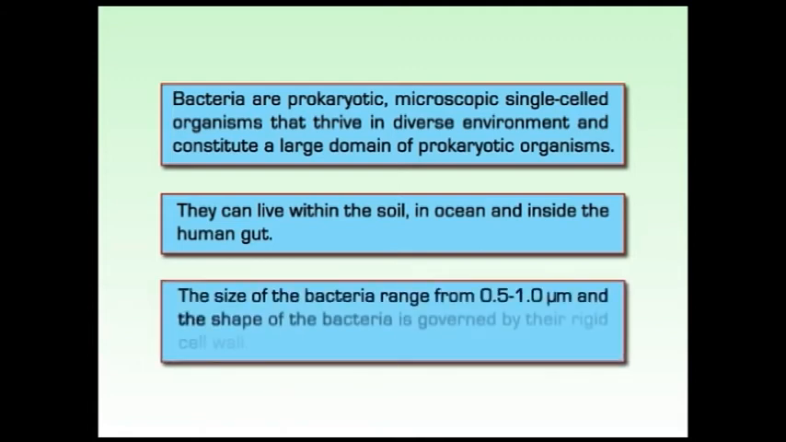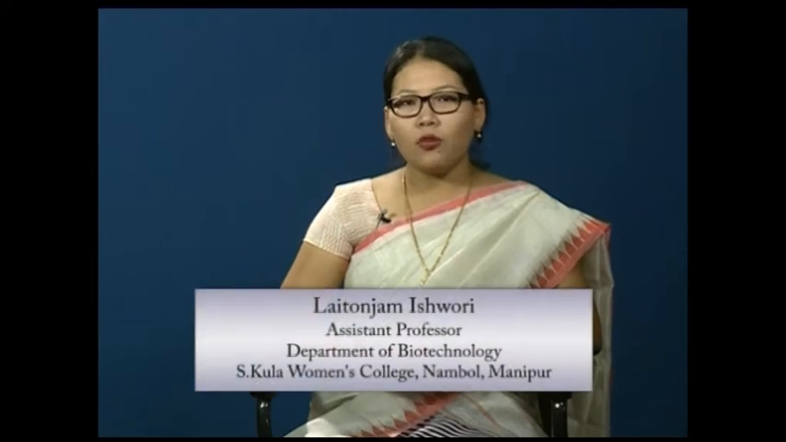The size of the bacteria ranges from 0.5 to 1 micrometer, and the shape of the bacteria is governed by their rigid cell wall. These bacteria possess a cell wall that is outer to the cytoplasmic membrane. The cell wall is a very rigid structure that gives shape to the cell, and its function is to prevent the cell from expanding and bursting because of the uptake of water, as most bacteria thrive in a hypotonic environment.